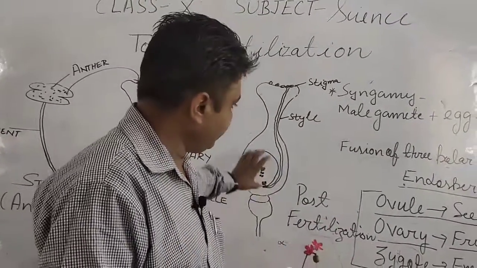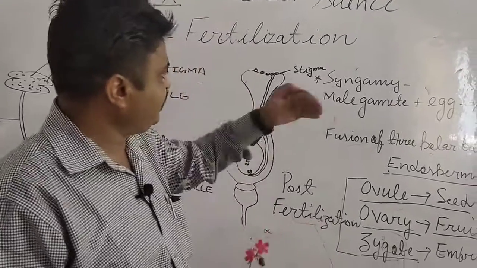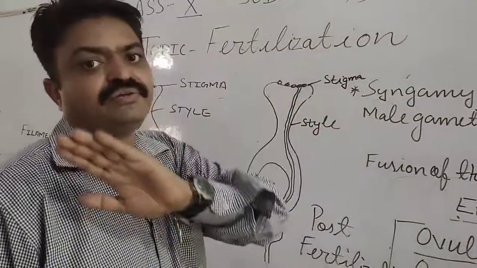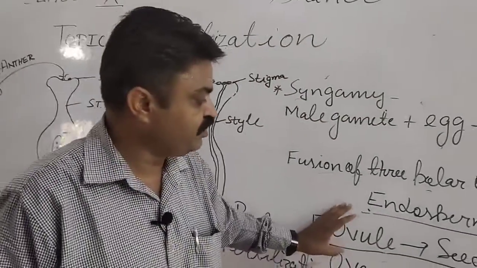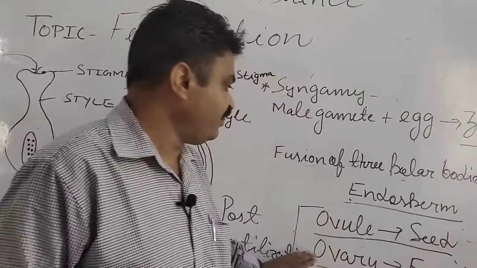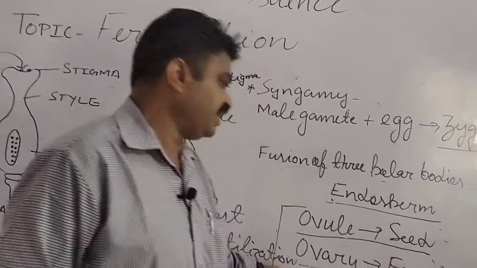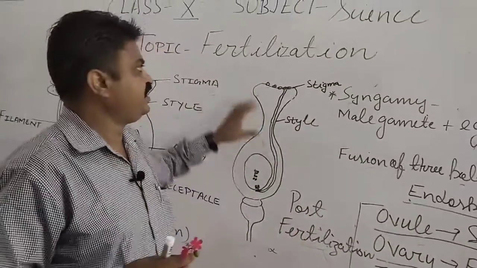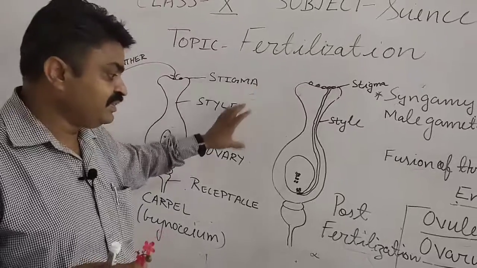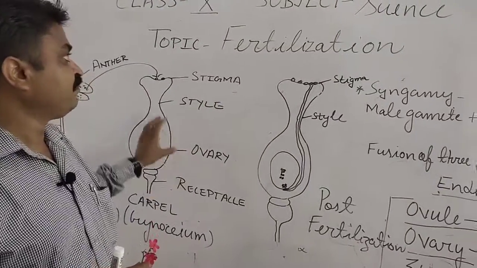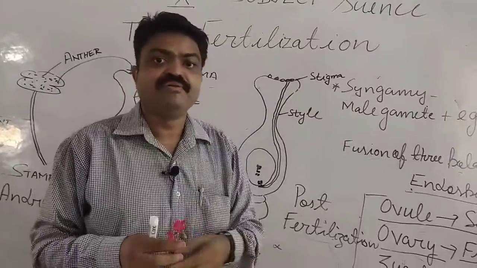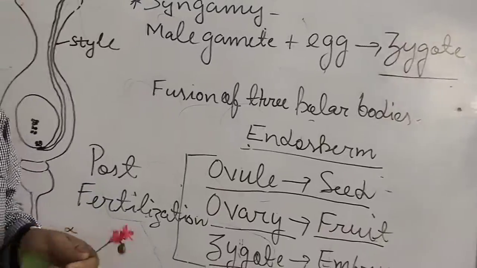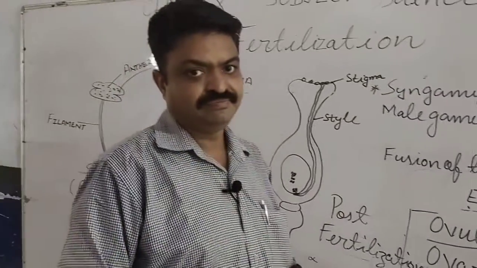After the fertilization, many cell divisions take place, and those are generally mitotic cell divisions, from which the ovule develops into seed, the ovary develops into fruit, and the zygote develops into embryo. So that is about the fertilization, student. Now, what mainly plays a very important role in this? It is the seed. Means we grow the plants from the seed, student.